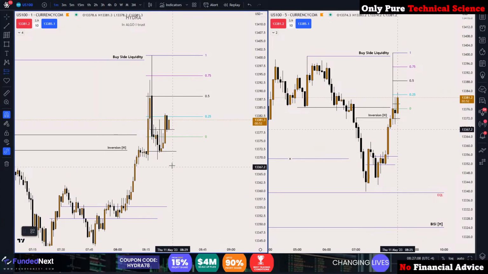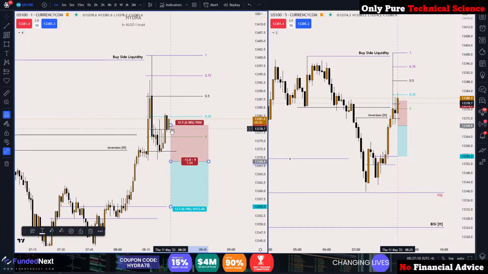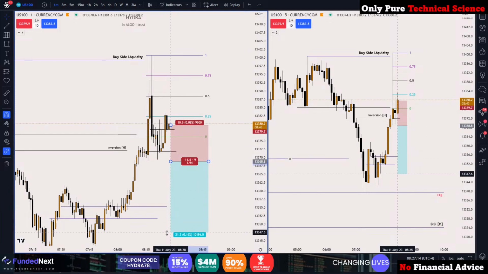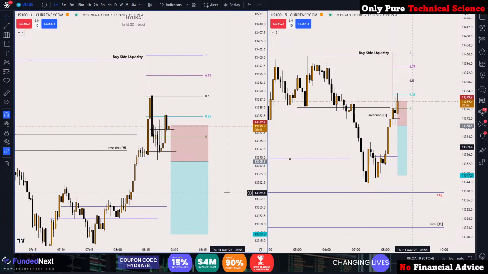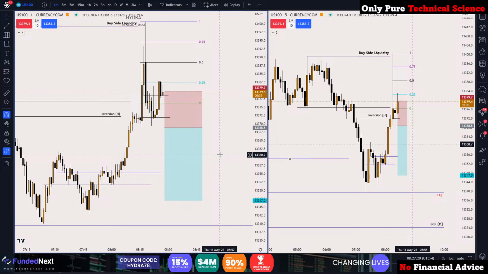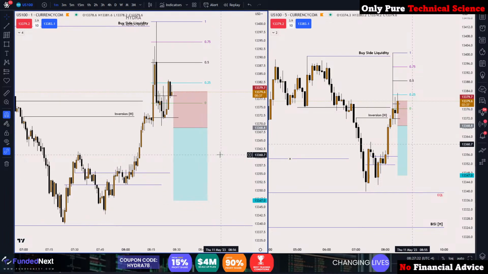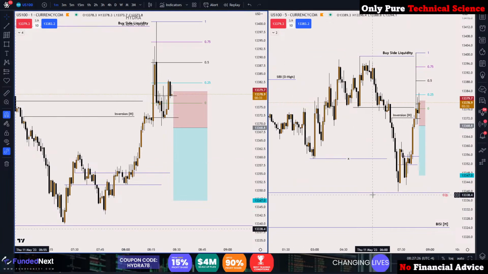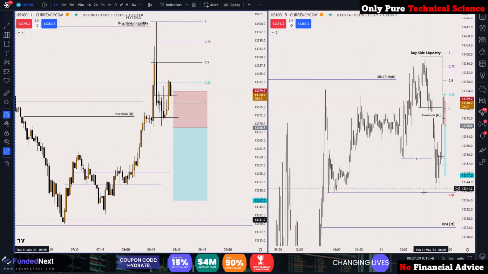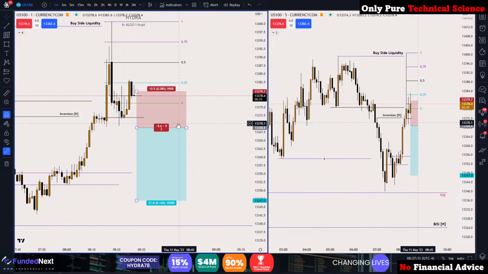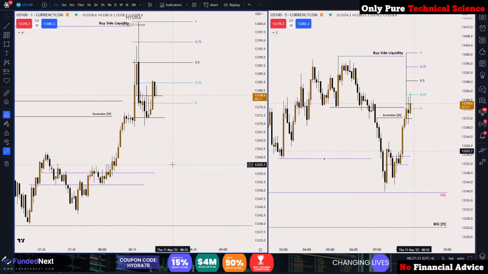Suppose I entered here, somewhere here, stop loss above this inversion. Can I target 2R? Is it logical? It seems logical to me, as we have relative equal lows down here. I'm not looking at the chat window, by the way. I'm just focusing on the chart.